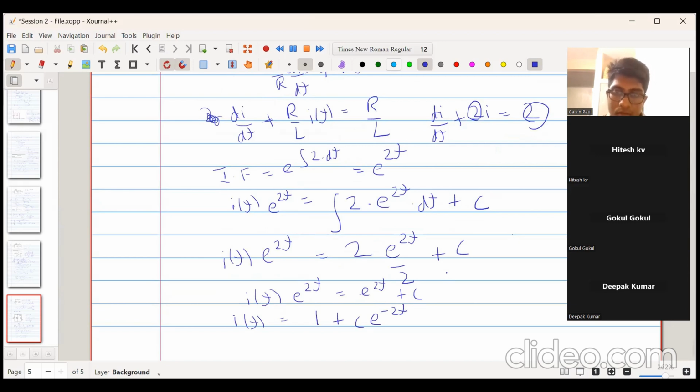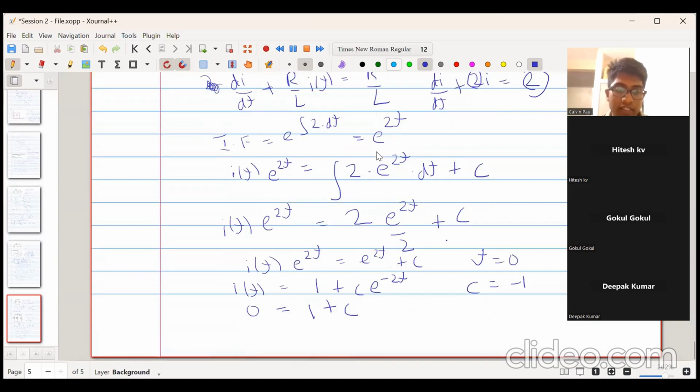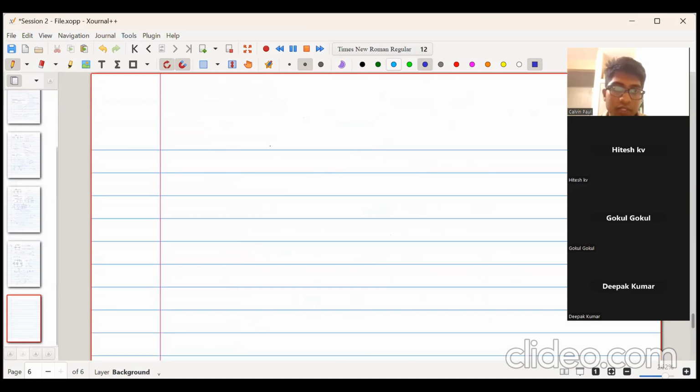At time t equal to 0, what was the current? Current I of t was 0. So 0 equal to 1 plus c into e to the power minus 2t, and at t equal to 0 that is 1, so it is 1 plus c. So we get c equal to minus 1. So we can write I of t is equal to 1 minus e to the power minus 2t. This is the expression for current through the inductor versus time.